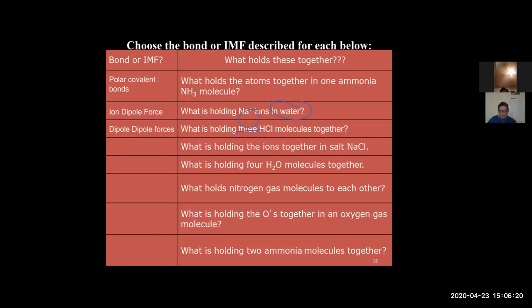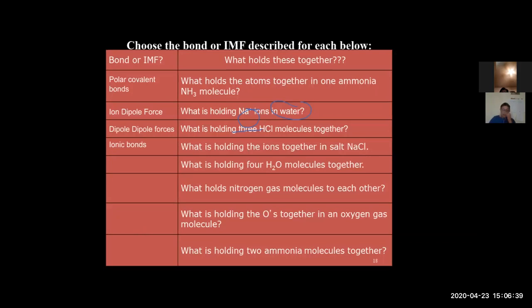Next one says, what is holding the ions together in salt? So in sodium chloride. No mention of water here. They're just talking about what is holding the ions together, okay, in salt. So we're talking about an ionic bond. That's it.